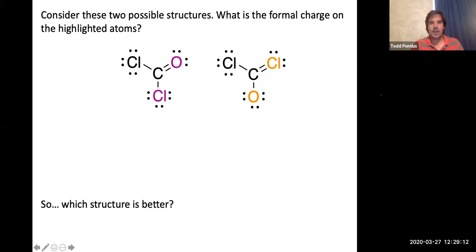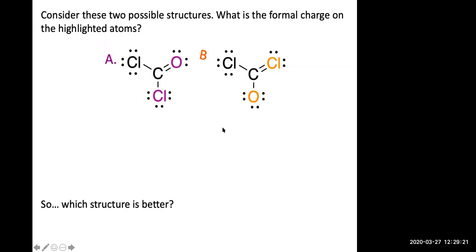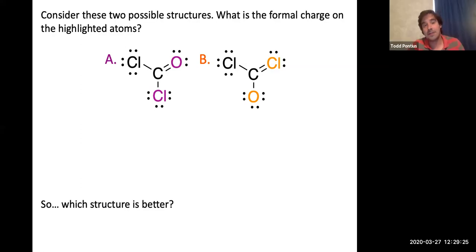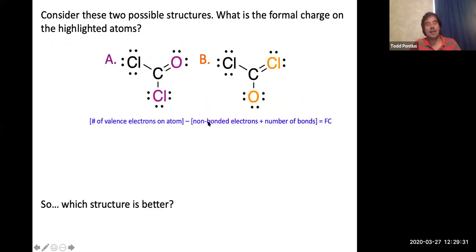All right, we're going to calculate the formal charge on each of the highlighted atoms: the chlorine and oxygen on the first one, the chlorine and the oxygen on the second. I'm going to call the one on the left molecule A and the one on the right molecule B. So let's get into it. Here is our equation: the number of valence electrons minus the number of non-bonded electrons plus the number of bonds is our formal charge.